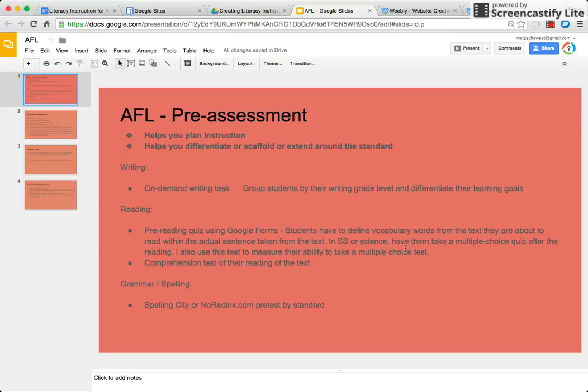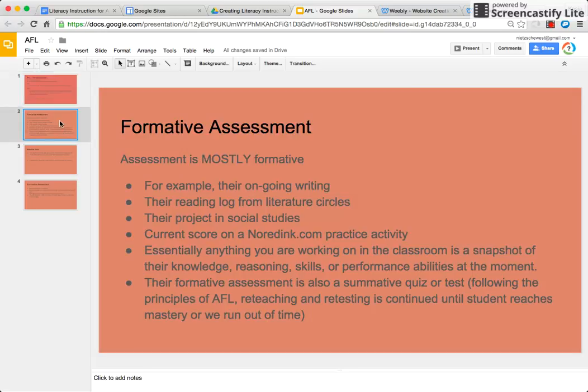That will help you understand if you're going to be doing a guided reading activity, or if you're just going to teach a lesson and a mini lesson, or if you're going to group students into collaborative groups, because at that point they may just need to practice a skill with the text. Grammar and spelling takes care of itself with Spelling City and NoRedInk, because they pre-assess by standard and give you that data, and then you can give them their practice activities. So pre-assessment is pretty important.